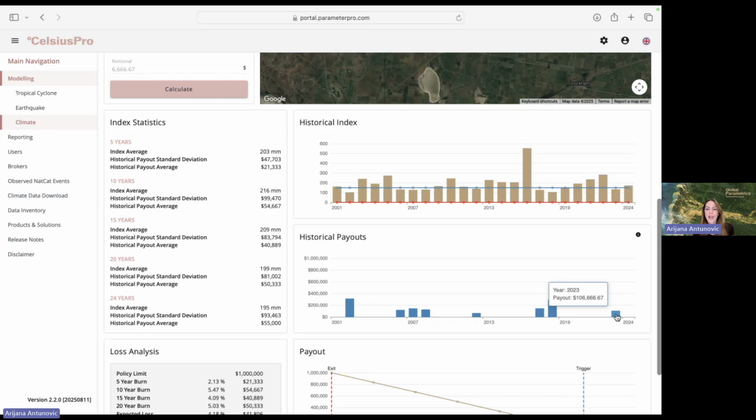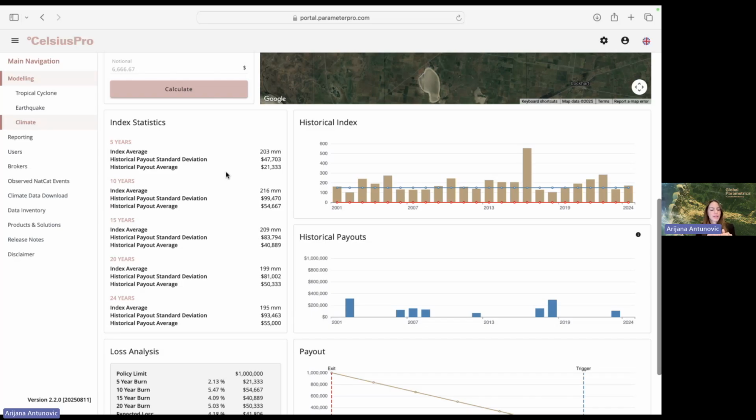So in 2000, you would have gotten 100,000 US dollars in your payout. In 2018, this would be almost 300,000, and so on. And then I can check with my client as well and let him know what the index average is approximately. We also have here the historical payout standard deviation. This just means how much the payout differs year to year, or whether it is a very volatile location, and whether you have to be a bit more accurate with the index and more careful with the pricing.